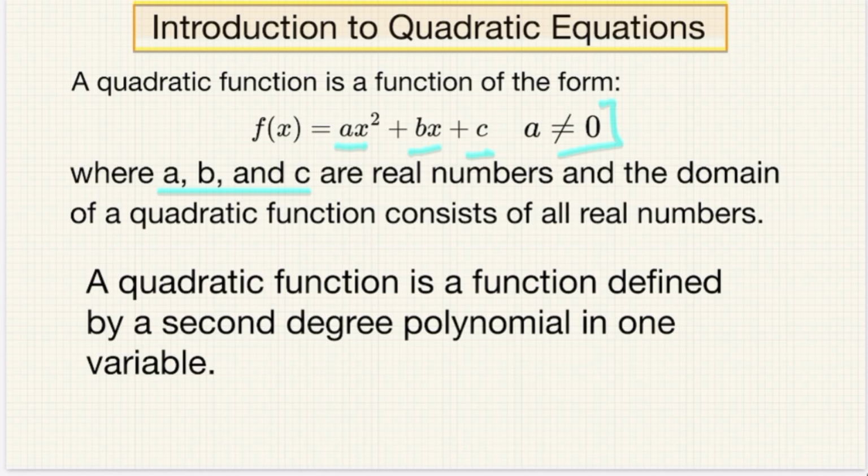The quadratic function is a function defined by a second-degree polynomial of one variable. So what does that mean? A second-degree polynomial means the unknown is to the second power. That's the x term, so that's x squared. That's the highest power in the polynomial. And it's one variable. We'll only have x as our variable. A, b, and c are coefficients. They're constants. So that's what we're talking about. A quadratic function is a function defined by a second-degree polynomial in one variable.